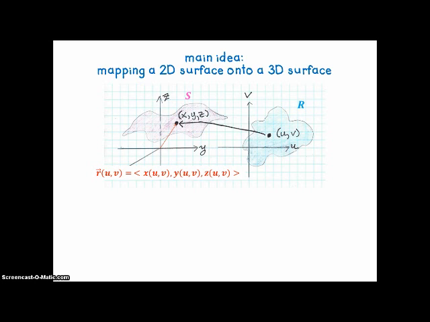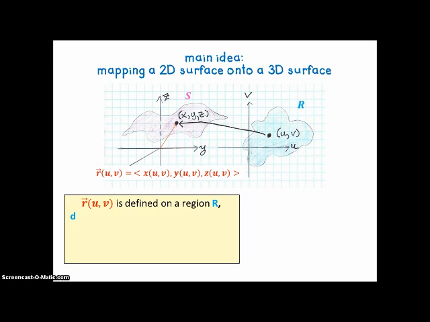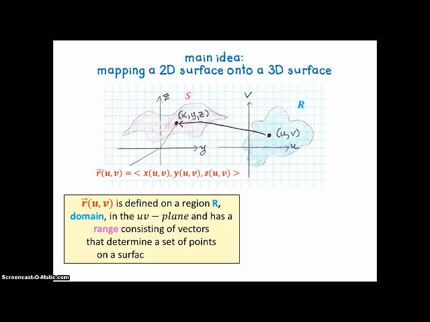And so you have a function x, a function y, and a function z of the two original variables u and v that map onto the three-dimensional surface. R of u,v is defined on a region R, the domain, in the uv plane, and has a range consisting of vectors that determine a set of points on a surface S in 3-space.